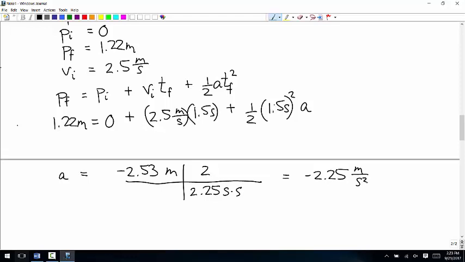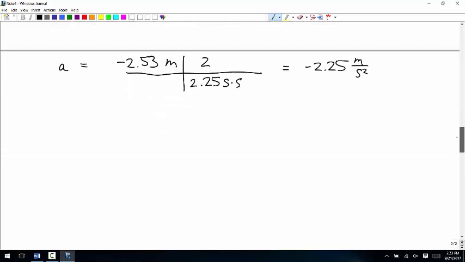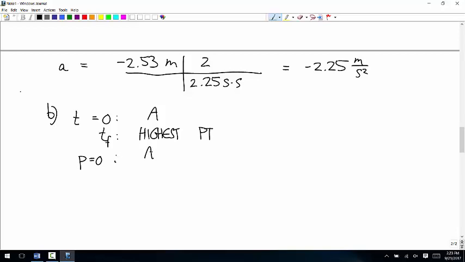Okay, does it make sense that the answer is negative? Yeah, because the velocity is positive and it's going up the ramp, so it's slowing down. Then for part B, we want to find how high it goes up the ramp before it turns around. So we're going to have to make some new choices. We can still keep our time equals 0 when it crosses A. But our time final now has to be when it reaches the highest point. Position equals 0. I'll make that A. Positive direction up the ramp again.